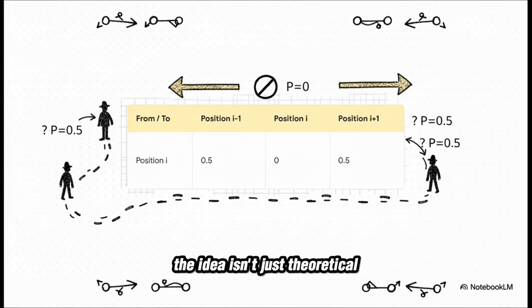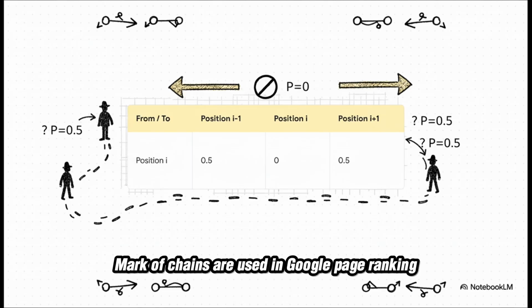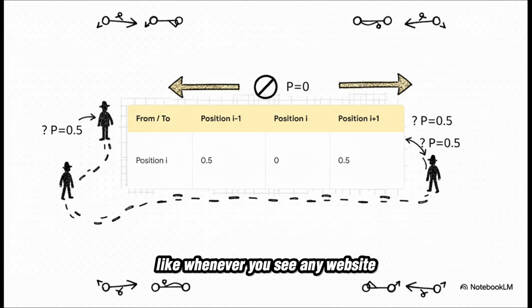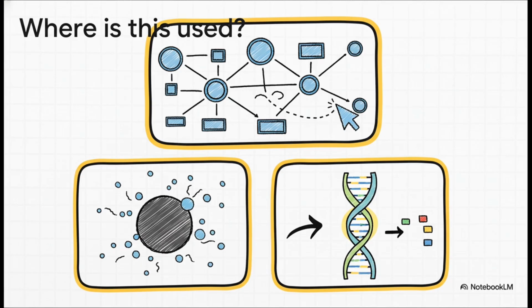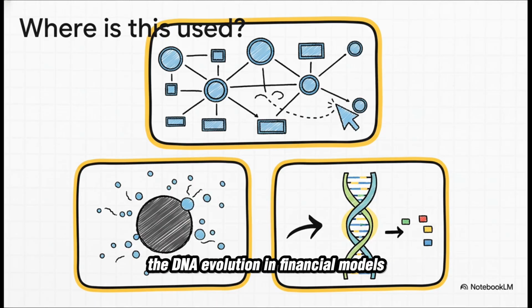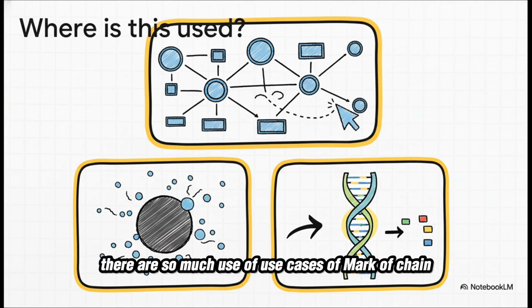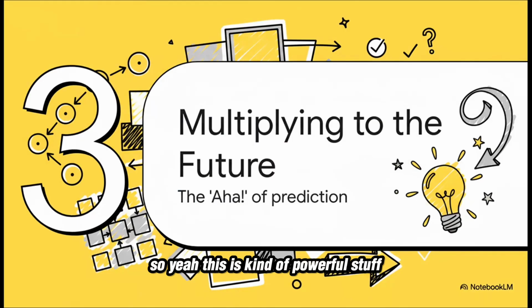The idea isn't just theoretical. Markov chains are used in Google page ranking, whenever you see websites and their ranking. So it is based on the Markov chain. Apart from it, in physics, the movement of particles, in biology, DNA evolution, in financial models, there are so many use cases of Markov chains. So yeah, this is kind of powerful stuff.